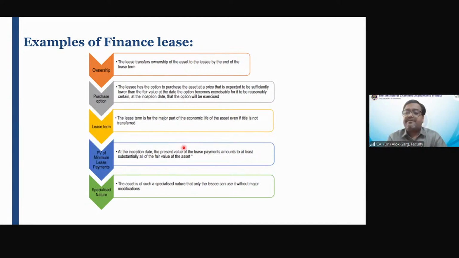Friends, the present value of the minimum lease payment should be substantially equal to the fair value of the asset. For example, in 15 years, so I have given an option to Rahul that please purchase my flat after 15 years at 25 lakh rupees. Friends, you remember the concept of lease payment. What was the concept of lease payment? What was included in the lease payment?